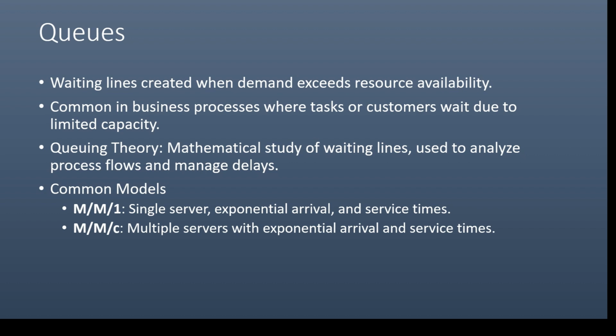There are two common models that are used in queues. The first is called M/M/1. It is a single server with exponentially distributed arrival and service times. It follows the first in, first out, FIFO rule. And the M/M/C is similar to M/M/1 but with multiple servers. The C stands for the number of servers. It follows multiple servers, also on a FIFO basis, with customers served by any available server. This also follows the first in, first out rule.